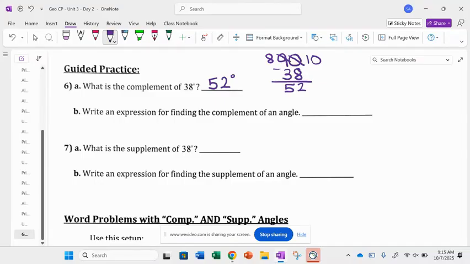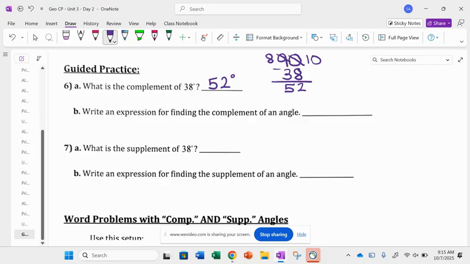Before we answer letter B, I'm going to ask a couple more questions. What would be the complement of 10 degrees? 80, perfect. What would be the complement of 60 degrees? 30. So what are we doing when we're finding the complement? We're just taking 90 and that number and doing what with it? Subtracting them. So what is the complement of an x degree angle?